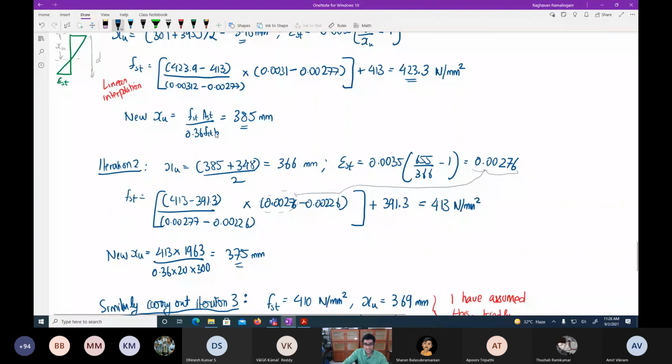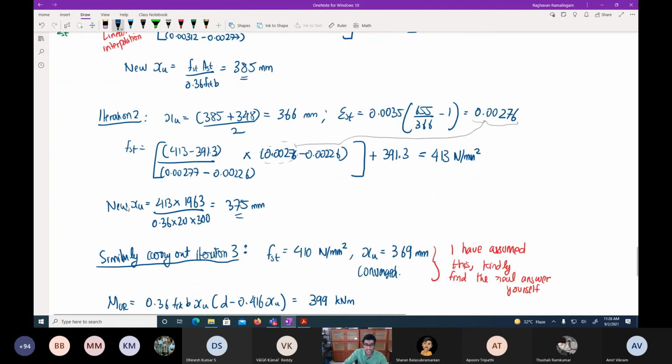Again do the same process with the ending and starting values of the previous iteration, and find an approximate value of XU. Again find epsilon ST, again find FST, again find the new value of XU, and see whether it is converged. If it is not converged, repeat the process. If the new value of XU comes within 5 mm difference, you can stop the iteration. If it's more than 5 mm difference, you have to do another iteration.